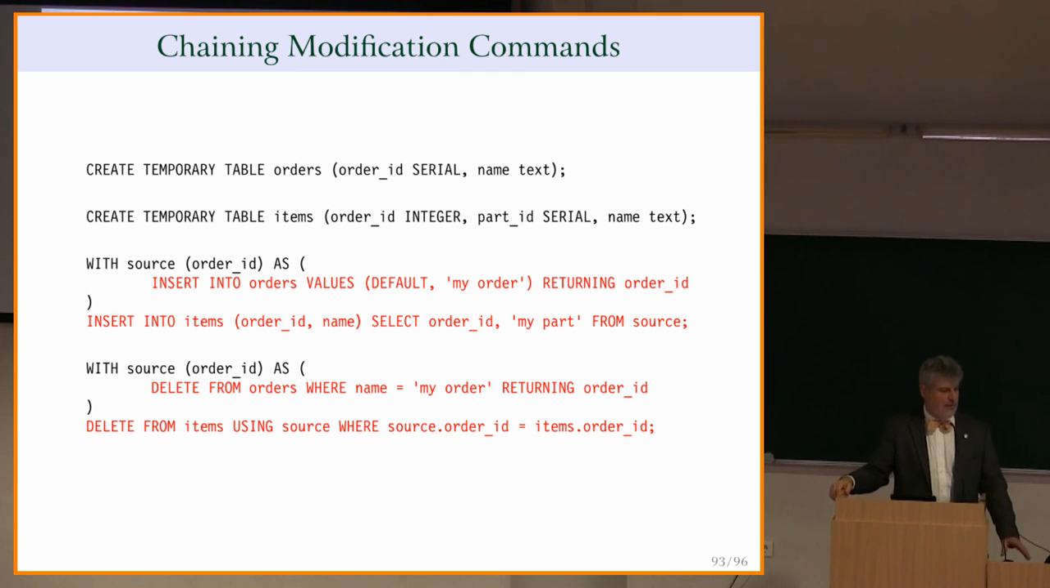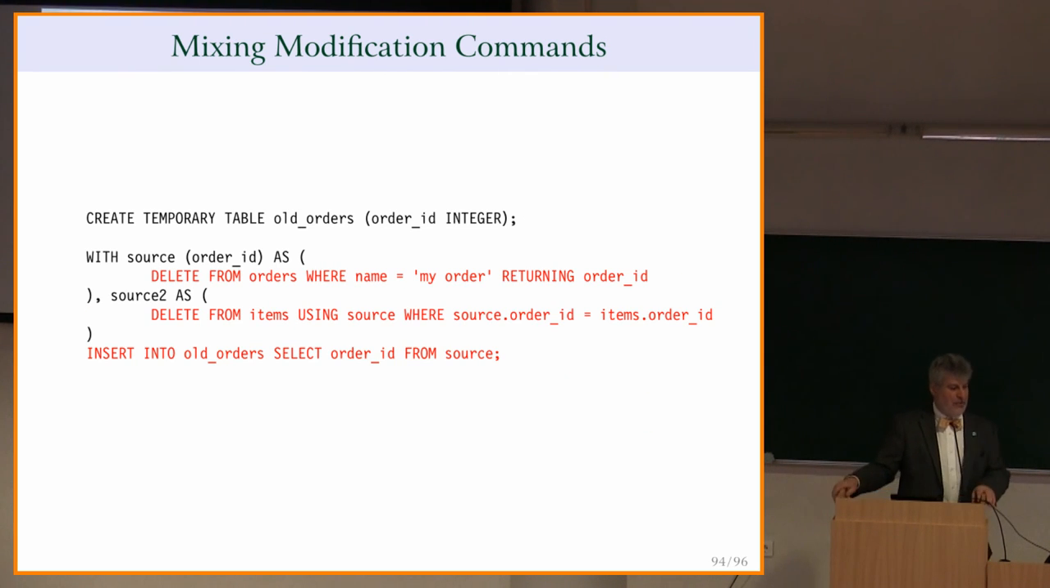Okay? Similarly, if I want to delete an order, I can delete my order, and then I can delete all the parts that go with that order together. Okay? I can even do more. I can delete the order row, I can delete the items, and then, hey, you know, I want to keep a record of all of the orders that I deleted. So let's just do another insert on that, right? So it's a delete followed by another delete on a different table, followed by an insert into an archive table.